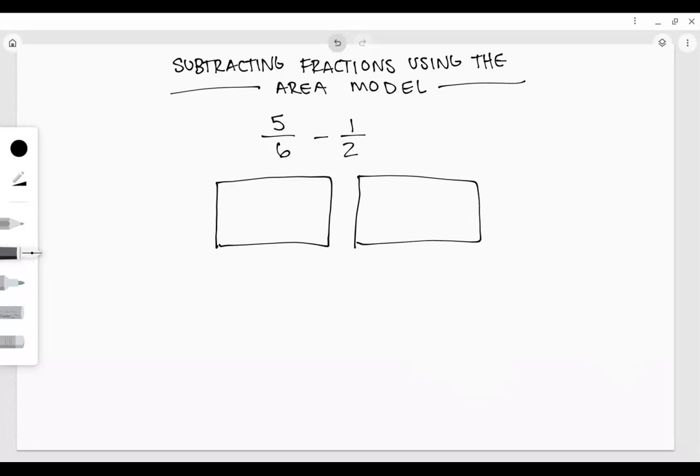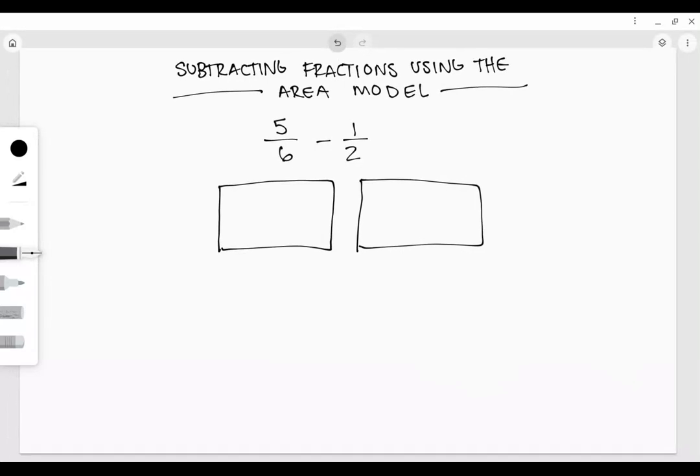And we're going to first look at our 5/6. So this is known as our numerator, and this is our denominator. And so our denominator is going to tell us how many pieces we should divide this rectangle into. And so we have our denominator here is 6. So that means we have to divide our rectangle into 6 equal pieces.